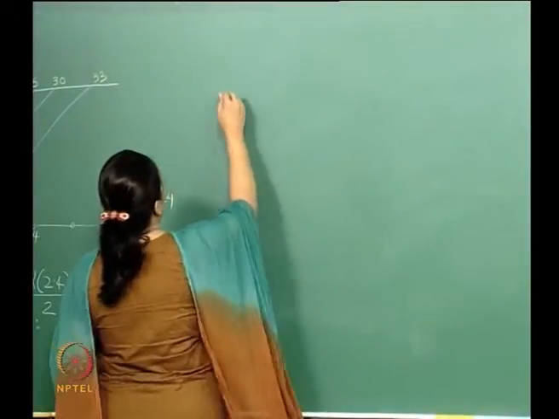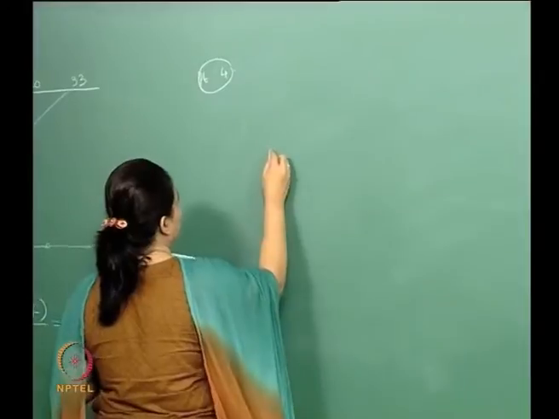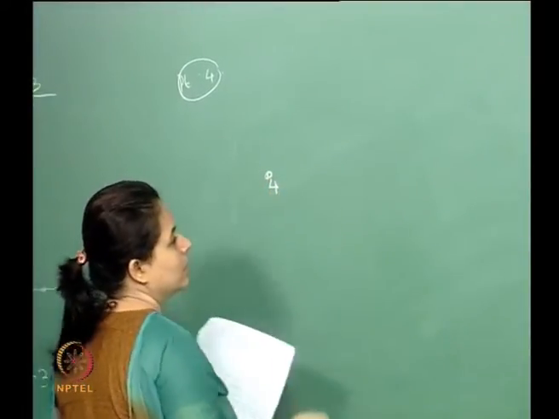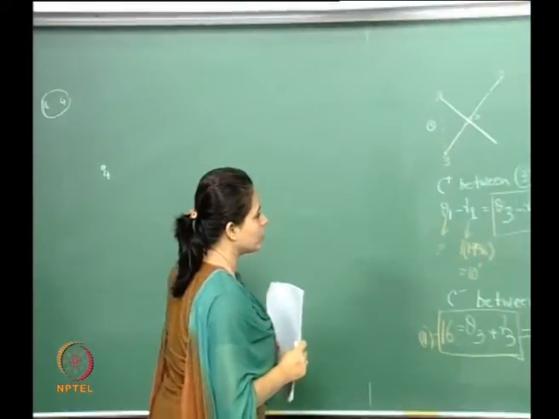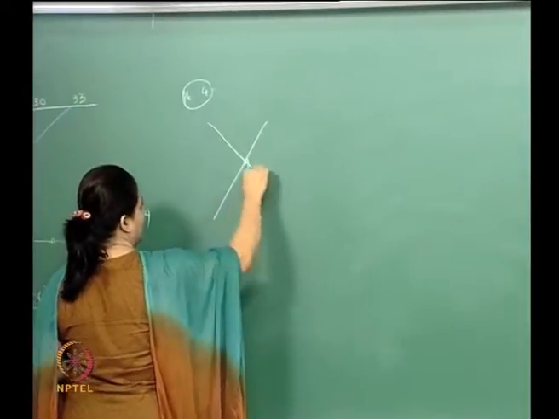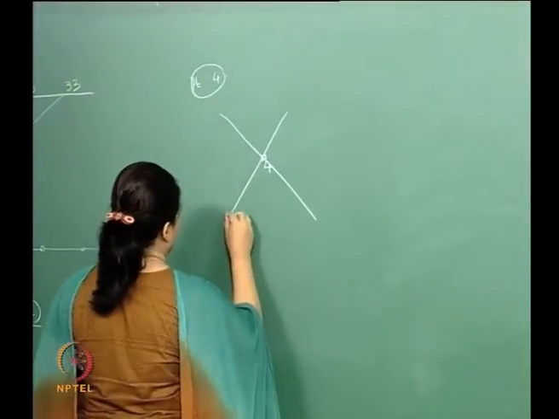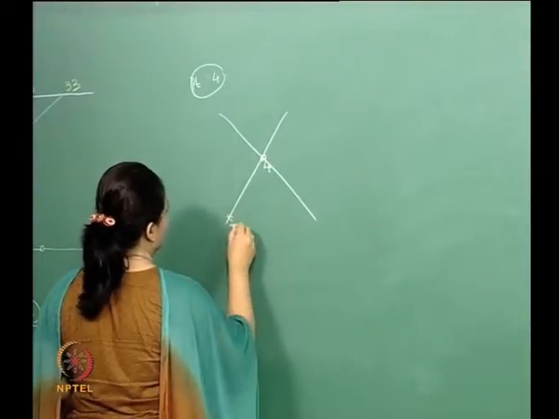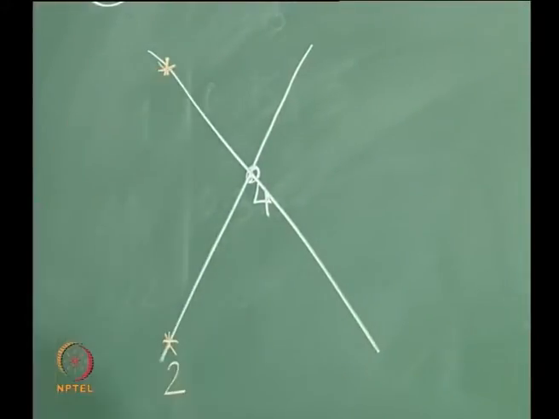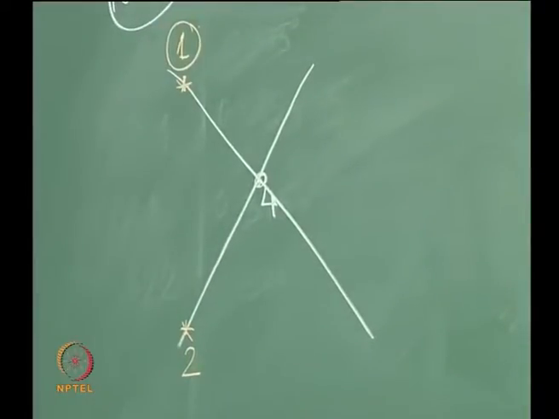Now at point 4, what do we have here? We have a set of characteristics passing through that. Then we have point 2 over here, it passes through 2, and it passes through 1. That is fine. So here this is what we have, 4 and 1.